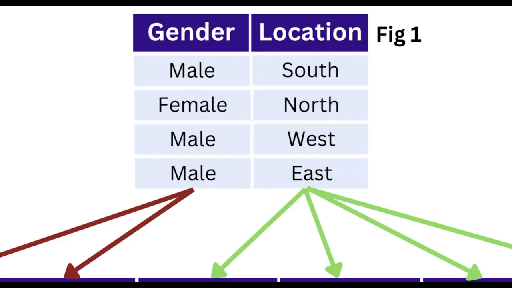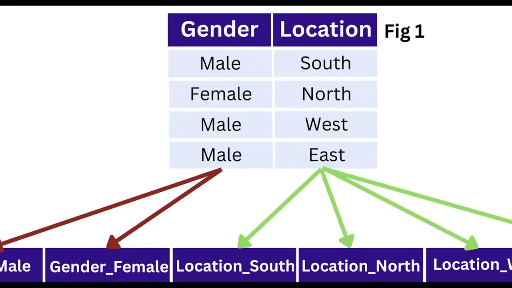Similarly, if you take a look at the second column, which is location, here we have four unique values. So four new columns will get generated out of this single location column. One will hold the value for north, second for south, third for west and fourth for east. Now all this data will be represented as a combination of zeros and ones. 0 means it does not belong to that class and 1 means it does belong to that class.